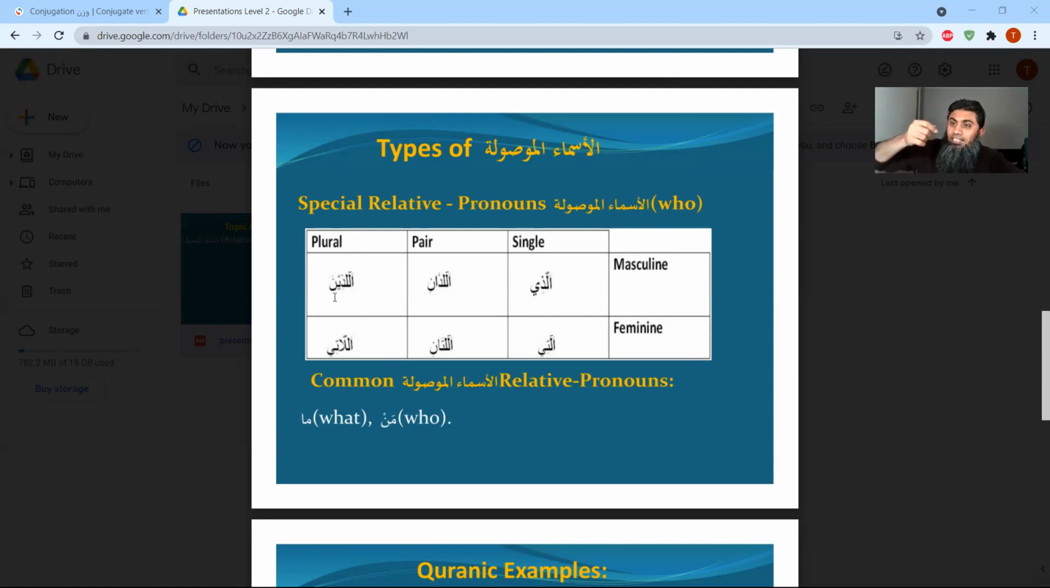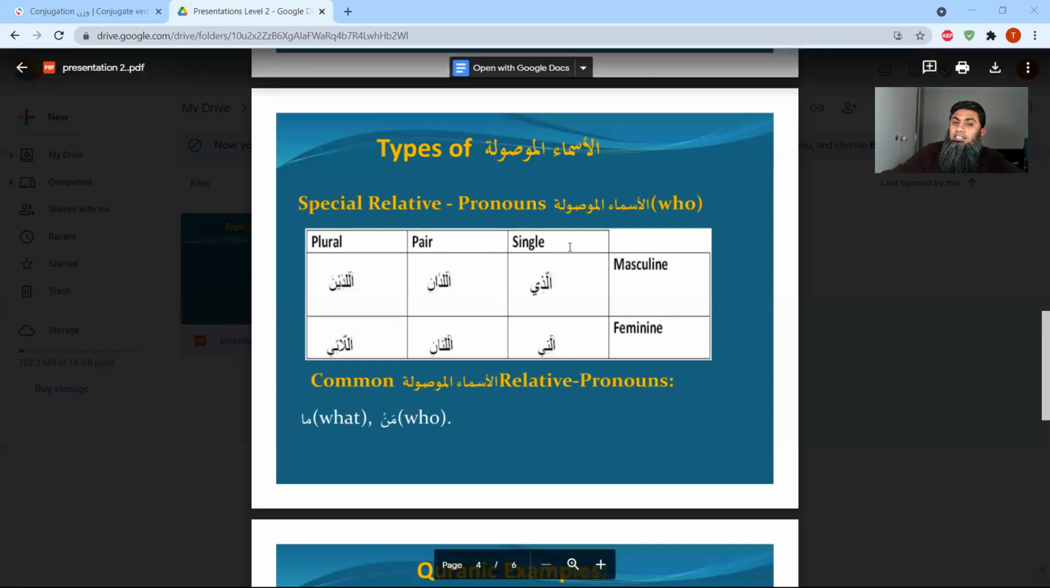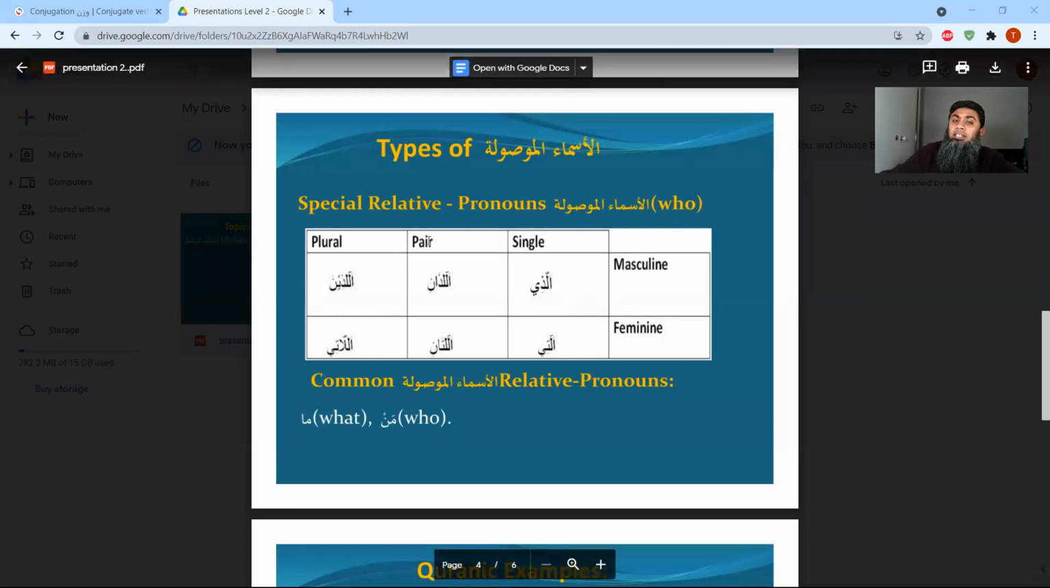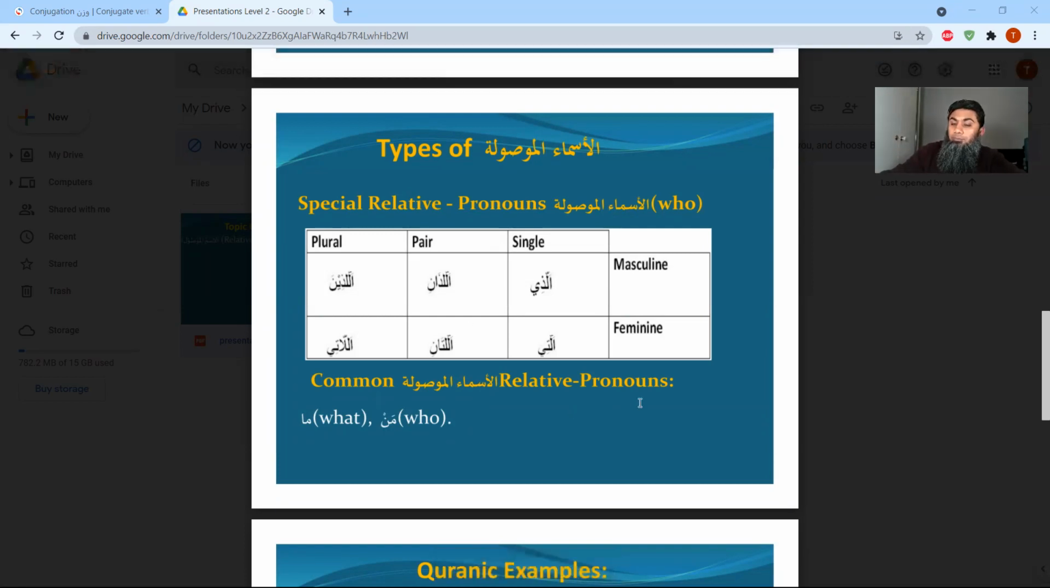It is particularly masculine, but as per the Arabic grammar, if the plural is masculine, it can cover inside of it feminine as well. So this allazi family, you can call it allazi family. Allazi family is called special relative pronoun, and some of them are called common relative pronouns.